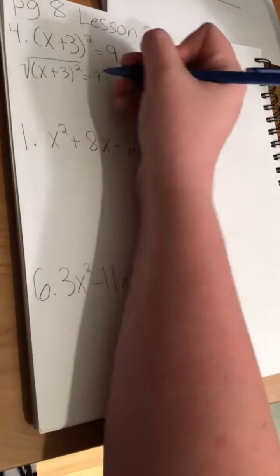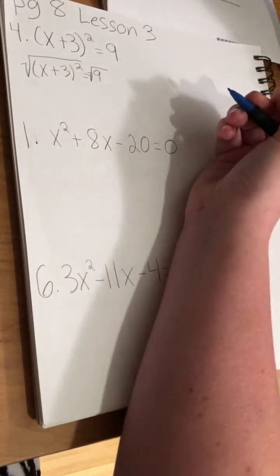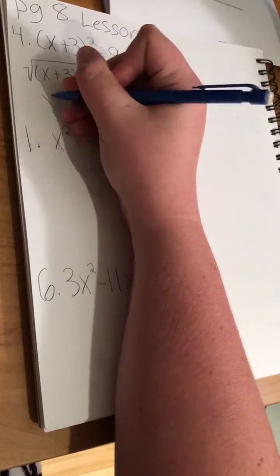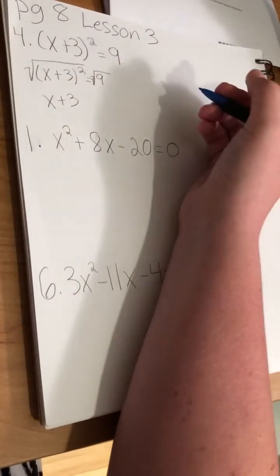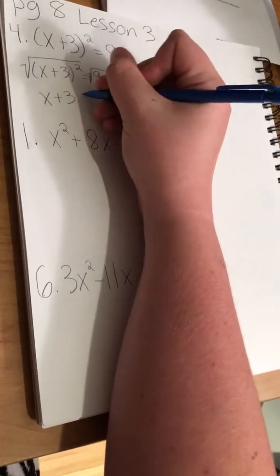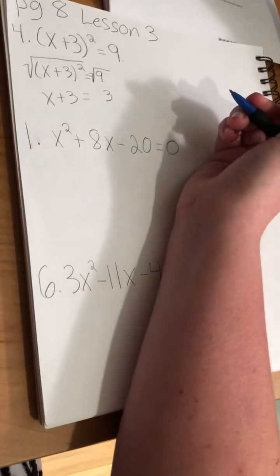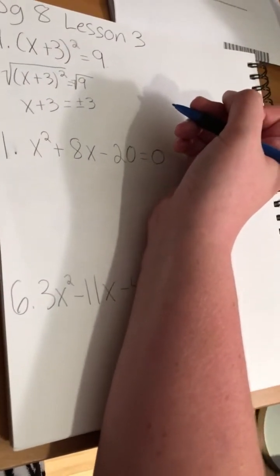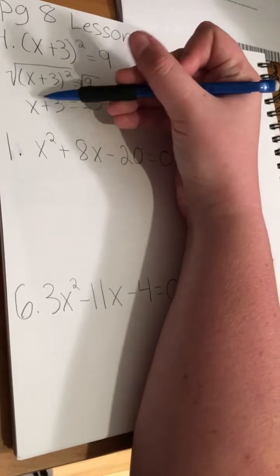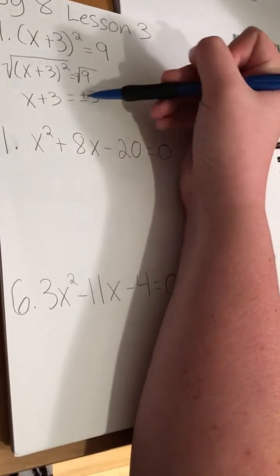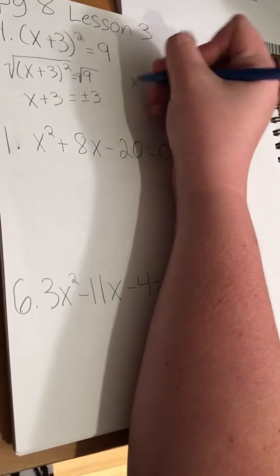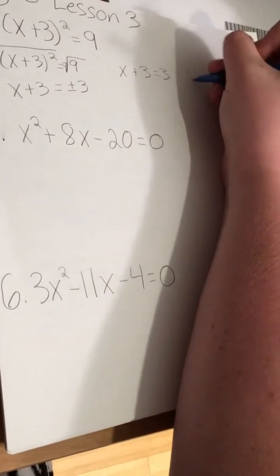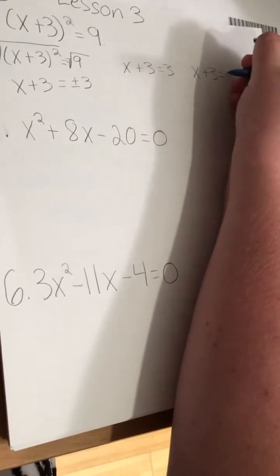And what we do on one side, we must do to the other. Once we do this, on this side we are left with x + 3. And on this side, we do not just get 3, but we get plus and minus 3. So now to find our solutions, we have to set x + 3 equal to positive 3 and negative 3. We have x + 3 = 3, and we also have x + 3 = -3.